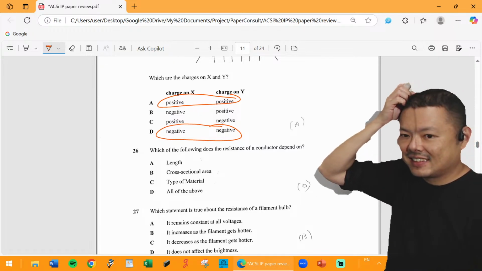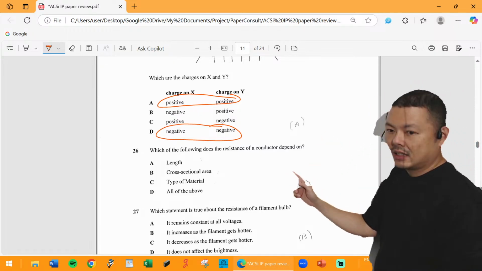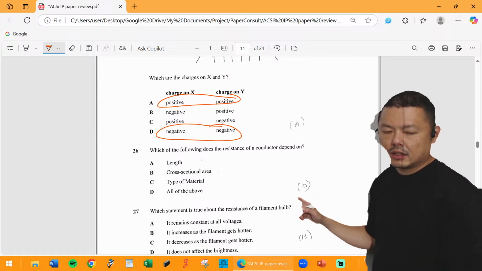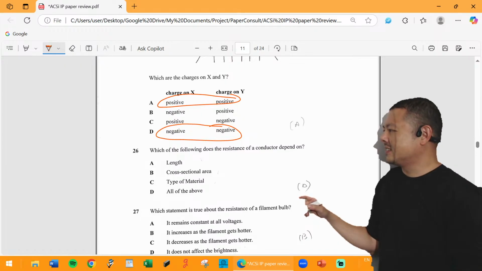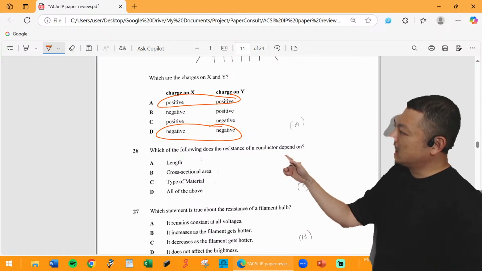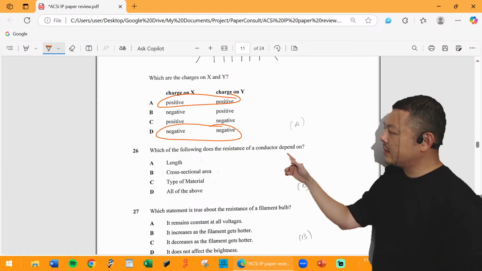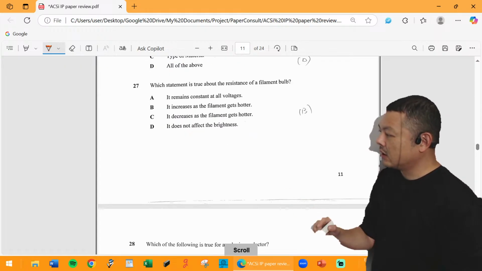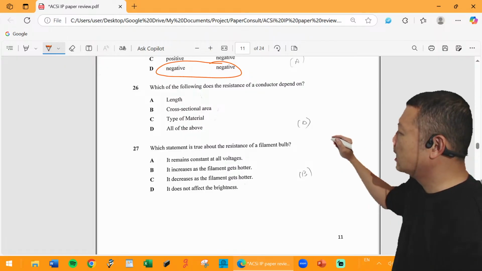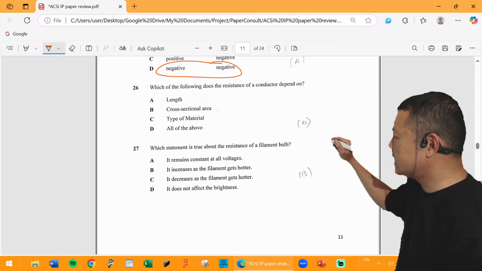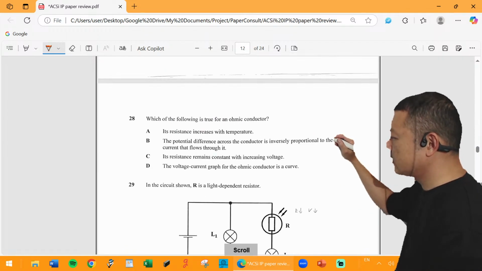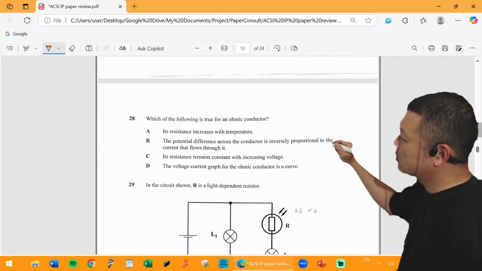Yes. This one? Is it a whole stack? I think it's a whole stack, bro. Oh no. Oh yeah, it is. Yeah. This one? Which of the following does the resistance of the conductor depend on? This one, D, all of the above. Okay, can. Next one. What is true about the resistance of the filament bulb? It increases as the... Okay, can. 27. Okay, done. 28. True for ohmic conductor.